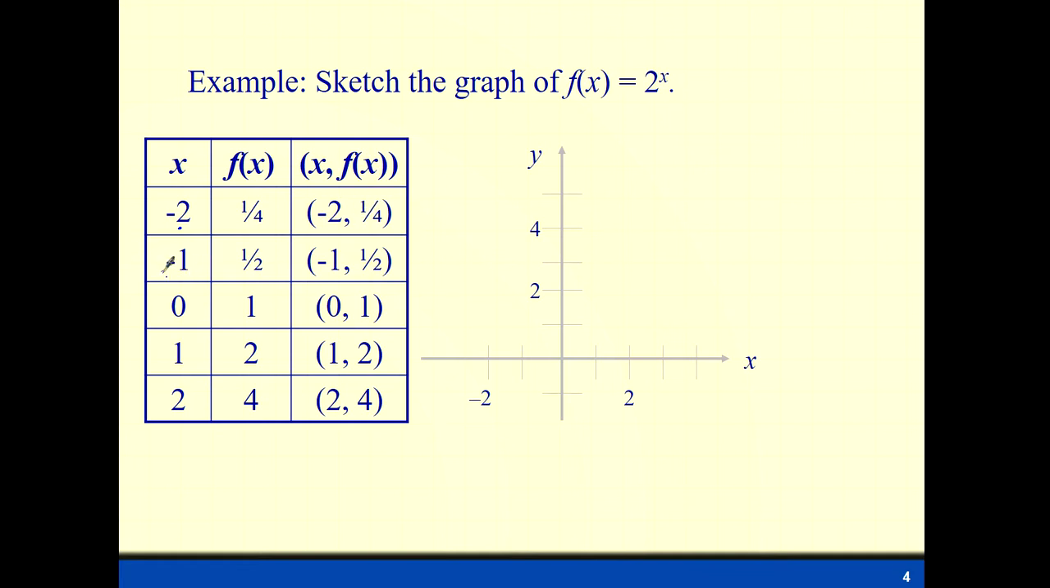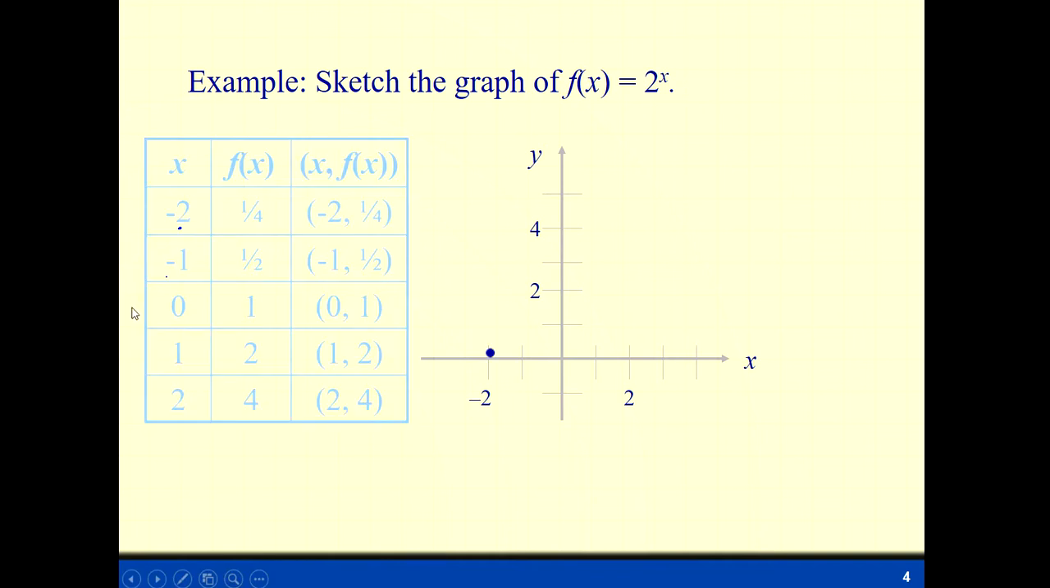When I plug in -1 for x, I get 1/2. When I plug in 0, I get 1. When I plug in 1, I get 2. When I plug in 2, I get 4. It's a really easy graph to graph as long as you know your exponents. And again, if we plot those points, we get this exponential function. And if you notice, (0, 1) and (1, 2), those are those two key points that we're looking for. Really easy graph.